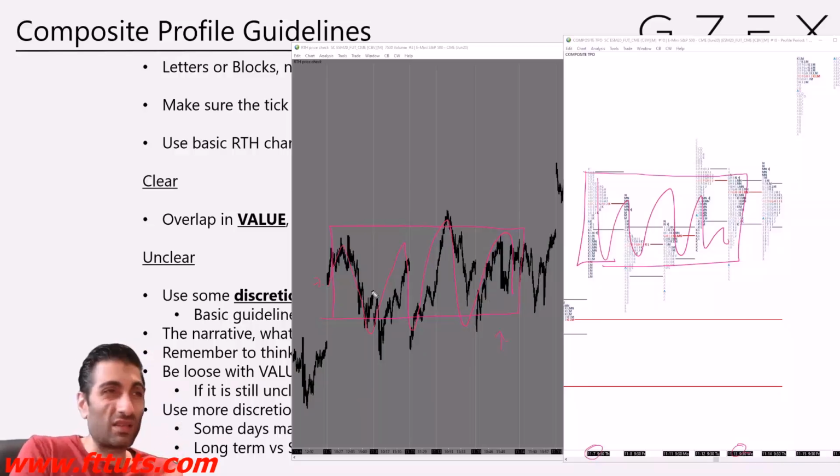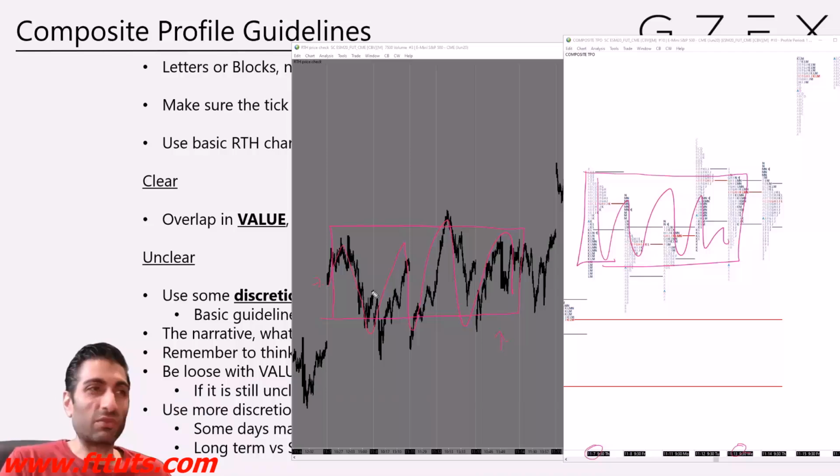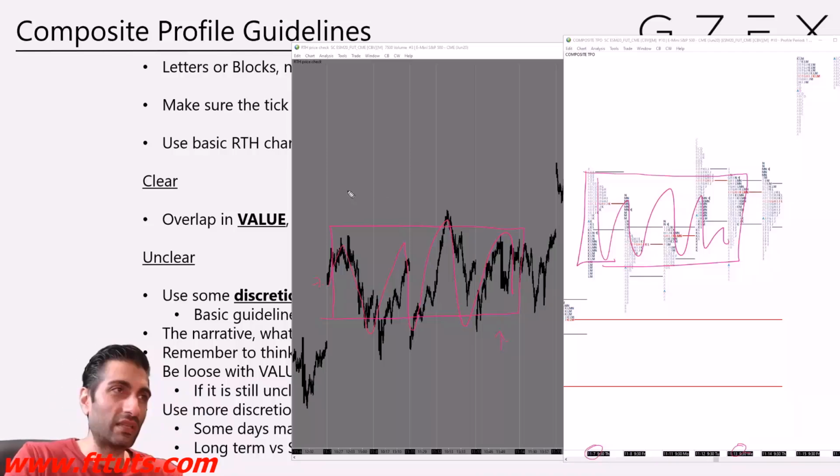So, I'll probably put this in the template if you want. I'll give it to you. You can just have a look at the individual days.